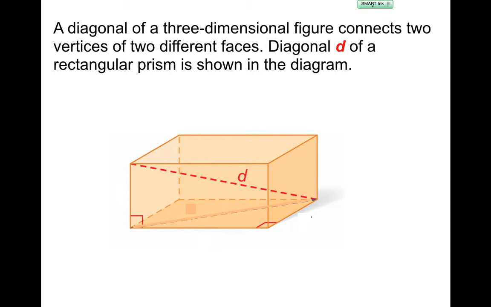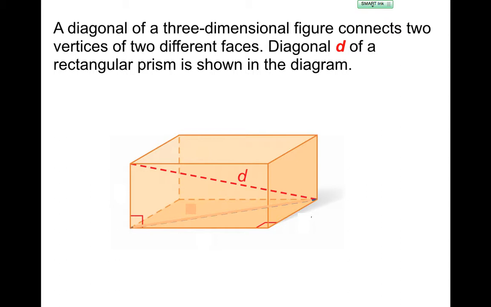Let me grab a box. The diagonal is not just on one face. The diagonal doesn't go just on a face. That would be the diagonal of the front. When we're talking the diagonal of the prism, we're going to go from this corner to the bottom back corner, going through it.